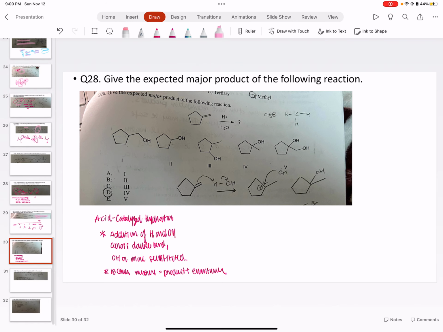So question 28. Give the expected major product of the following reaction. This one is an acid catalyzed hydration. It means that we're going to be breaking that double bond and we're going to add a hydrogen on one side and an OH on the other side. The OH is going to be on the more substituted and the hydrogen on the least substituted. And if we create a chiral center, we have our product plus an enantiomer product. Luckily, we don't have any chiral centers, so we don't have to worry about that. We just have to worry about putting the OH on the more substituted and the hydrogen on the least substituted.